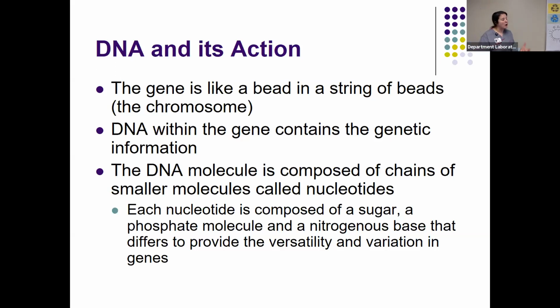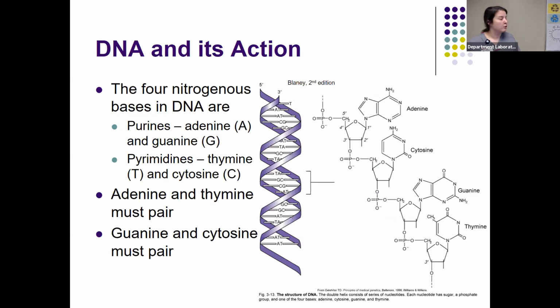So if you think about what composes that DNA molecule, each nucleotide is composed of a sugar, a phosphate molecule, and then a nitrogenous base. And then your 4 nitrogenous bases in DNA, you guys all know this. This is just a review. You have your purines and your pyrimidines, adenine and guanine being your purines, and thymine and cytosine being your pyrimidines. So adenine and thymine must pair. Guanine and cytosine must pair, okay? And this is occurring in your cell nucleus. Okay? This is where your DNA is.